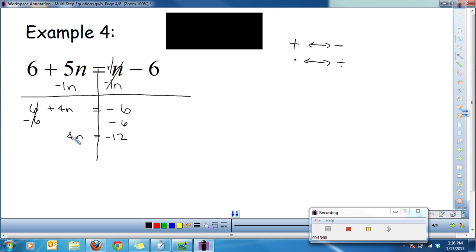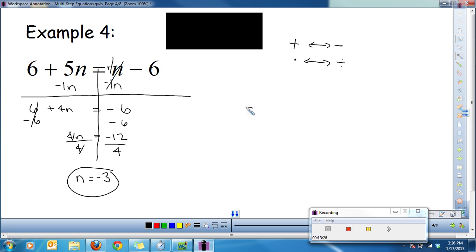What's happening between 4 and n? Well, it's saying 4 times n. And how do you undo times n? You divide by 4. These 4's cancel, and I'm left with n equals negative 12 divided by 4, which is negative 3. So I think n is negative 3.